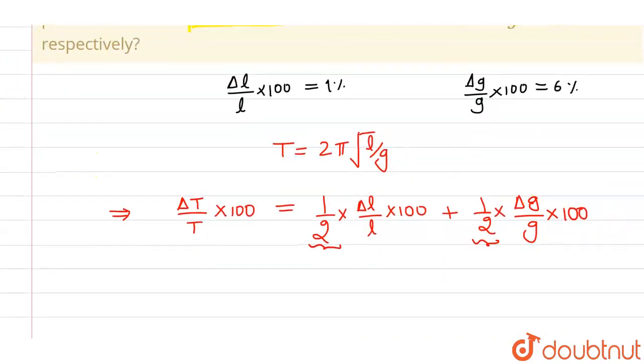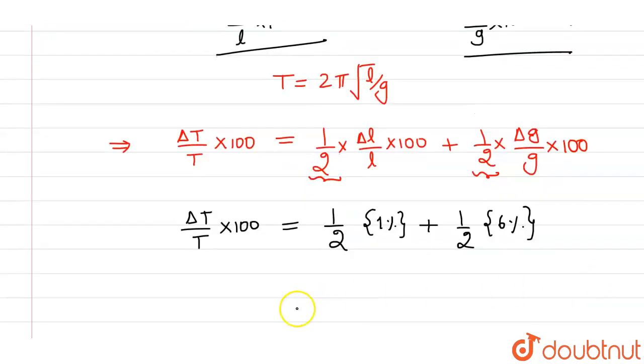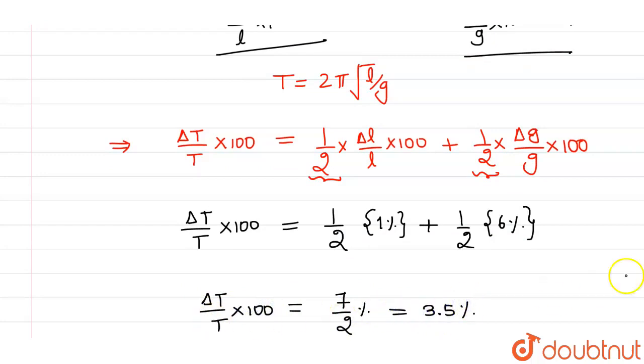Now if I substitute the respective values of percentage error in L and percentage error in g here, then I will be getting half into 1% plus half into 6%. So this much will be the percentage error in time period. Okay, and this comes out to be 7 by 2%. This is the percentage error in time period, and this can be written as 3.5%. So this is our answer.